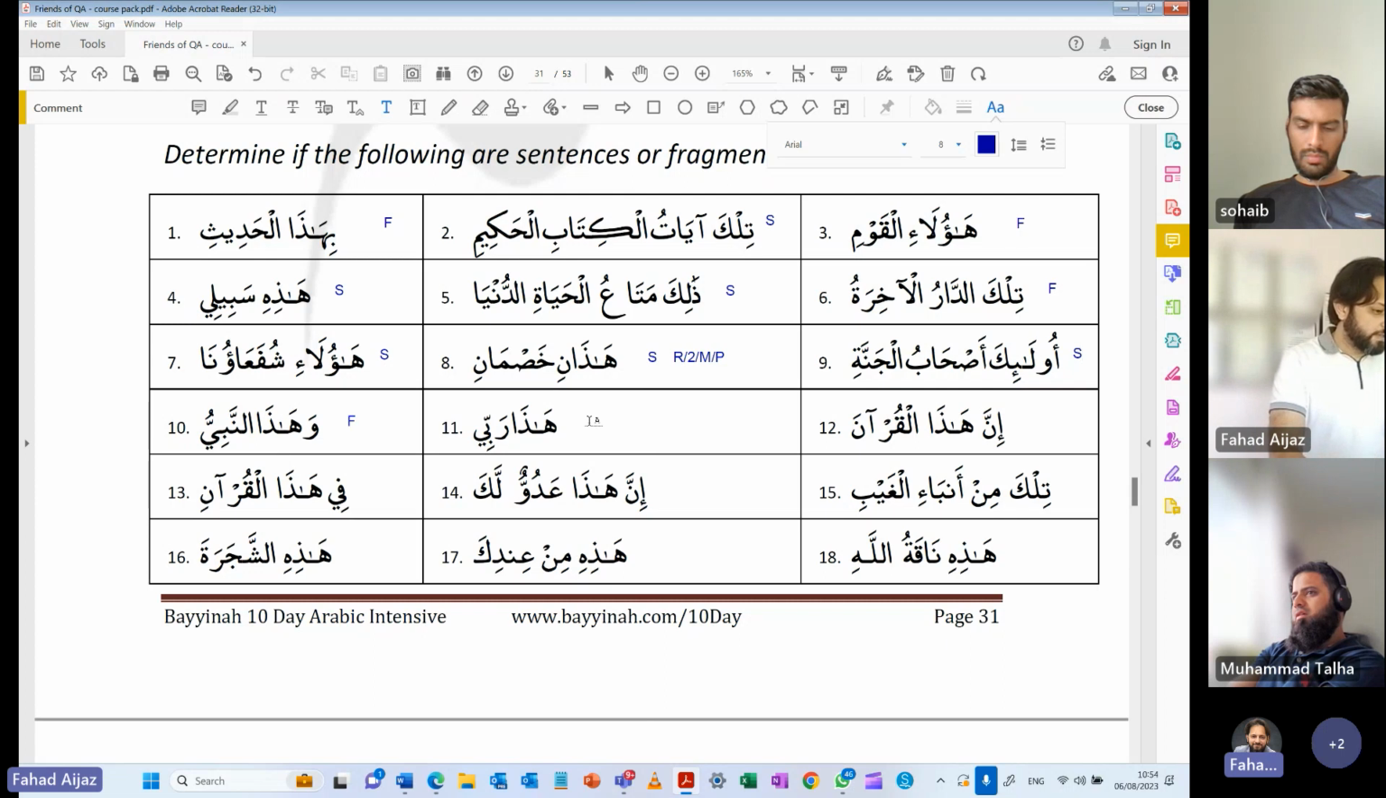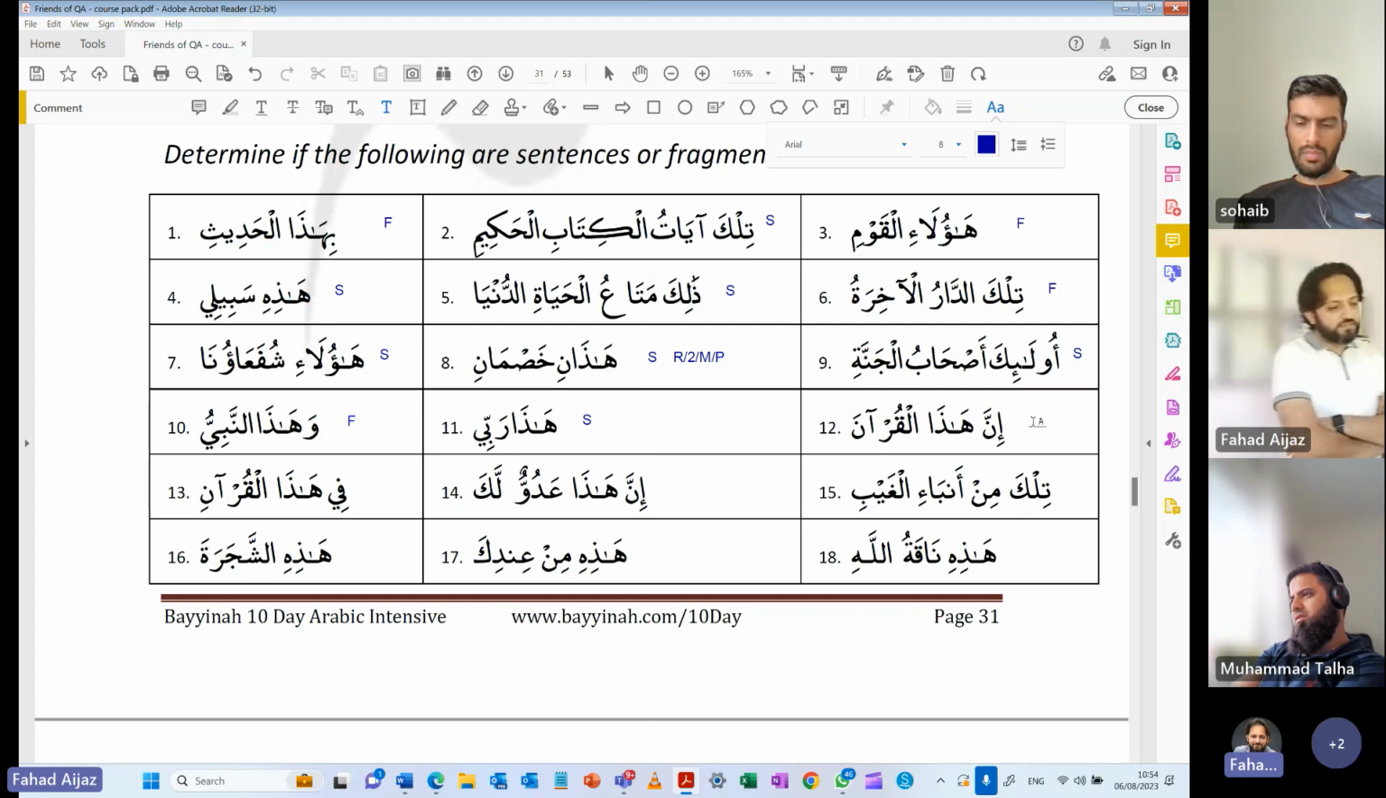Just like this: Haza Rabbi. This is a sentence. Now you should be able to translate that. This is my Rab, my Lord.